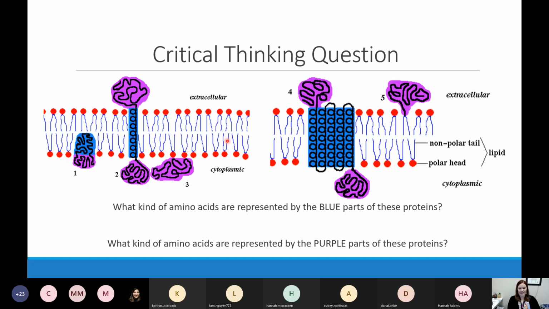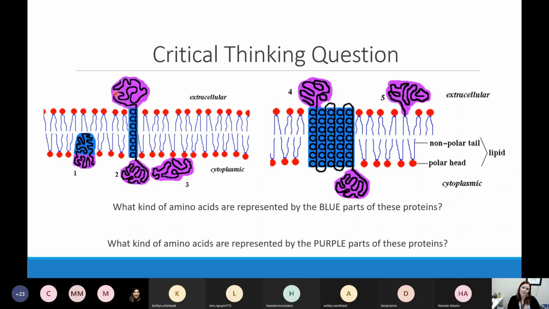Exactly. Several of us are saying this is the non-polar part of the membrane. Totally correct. Excuse me. If I'm non-polar, I only like other things that are non-polar, that don't have a charge. So if your protein, so this one right here is what we call a transmembrane protein. I'll type that in the chat for us. Transmembrane. That means it goes all the way from the inside to the outside.